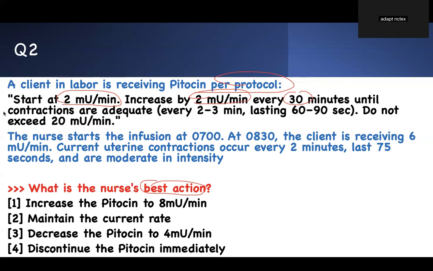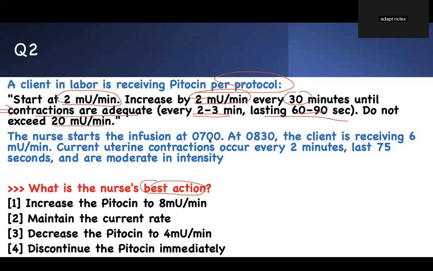Until what? Now they're giving you your endpoint. The contractions should be what? Every 2 to 3 minutes. If you achieve it, that's the key. You should stop. The duration of your contraction should be what? 60 to 90 seconds. And you should contract every 2 to 3 minutes. If you get that contraction based on your titration, what should you do? Stop. Don't go any further. They will tell you don't exceed 20, but they want you to keep on titrating until you achieve what? 2 to 3 minutes in between contractions, and contractions lasting 60 to 90 seconds.